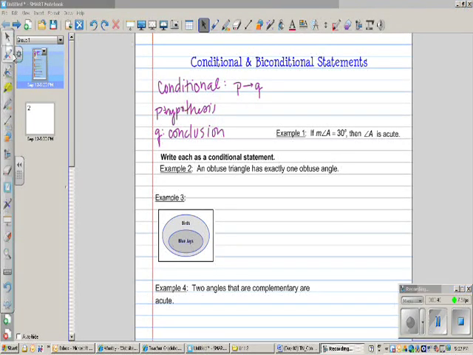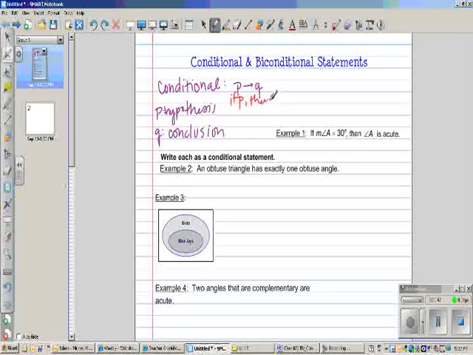So with the conditional, P then Q means if P is true, then Q is true. Okay? So, for example, if the measure of angle A equals 30, then angle A is an acute angle. So the measure of angle A equaling 30, that's your P. That's your hypothesis. Angle A is acute. That right there would be your Q, or your conclusion.